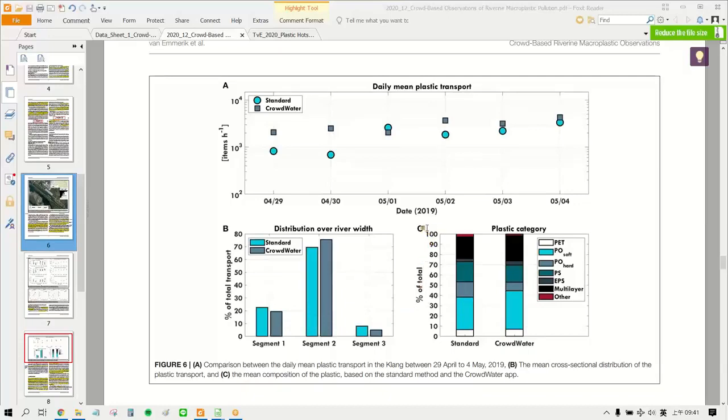And in figure 6c here, it's a composition of the different plastic category. So you can see the standard method and the new method called water, and they separate those plastic into 7 categories. So you can see the composition is also quite similar. Most of the plastic is PO soft, which is bags and films and foils. And the second one is the EPS, the styrofoams. So it's quite similar here.